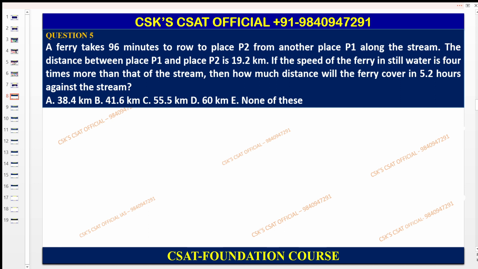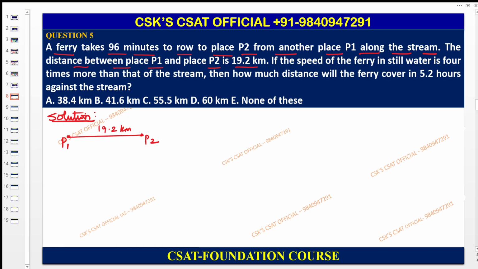A ferry, you can take that as a boat also, not an issue, takes 96 minutes to row to a place P2 from another place P1 along the stream. The distance between the place P1 and P2 is 19.2 km. So let us take this is P1 and this is P2. The distance between P1 and P2 is provided here as 19.2 km.